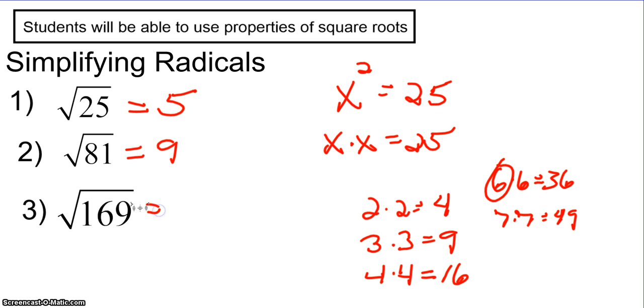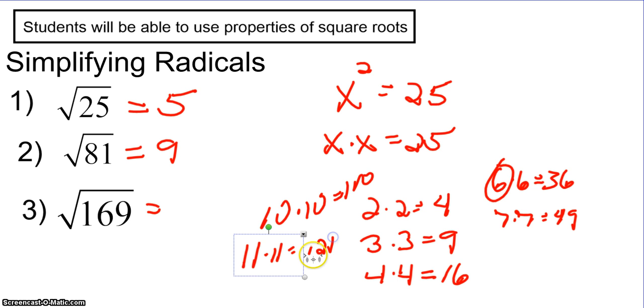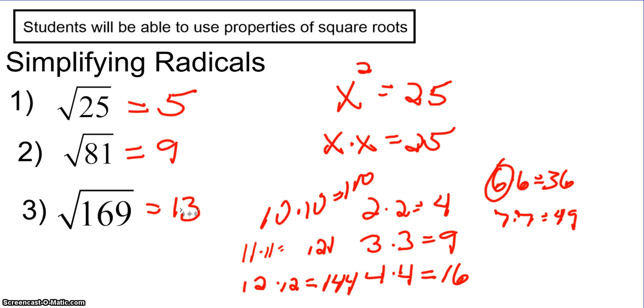Square root of 169. If 9 times 9 is 81, that means it has to be larger than that. What's 10 times 10? 10 times 10 is 100, so it's not it. 11 times 11 is 121. 12 times 12 is 144. And 13 times 13 is 169. So therefore, that will be 13. That's how you simplify. In other words, ask yourself, what times itself gives me that number inside? You just want one of them. Don't write both. Let's move on.